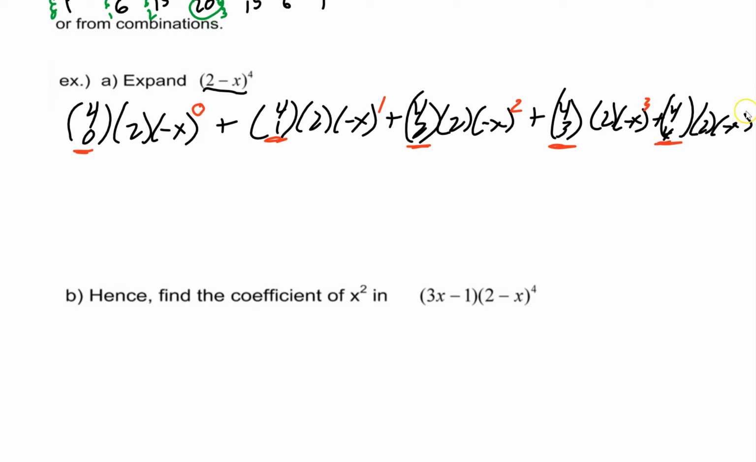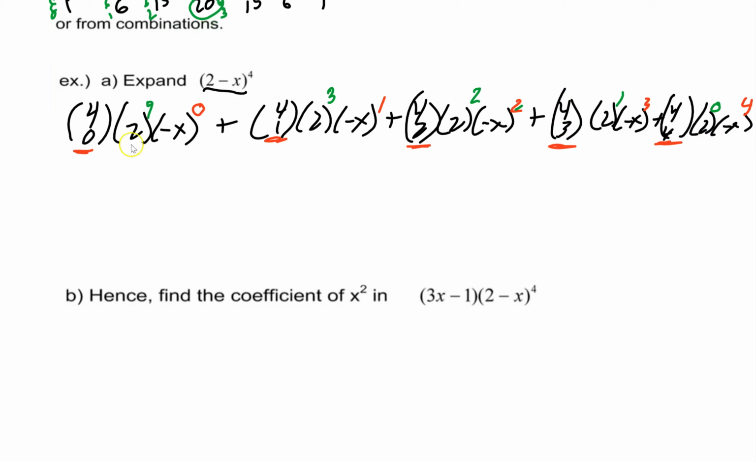They rarely ask you to expand all the way, but I have seen it at times. And then finally, to the last power, remember the rule is these two have to add up to be 4. So that's 0 plus 4, 1 plus 3, 2 plus 2, 3 plus 1, 4 plus 0. I'm trying to add up to that number right there. And then from here on out, you just simplify.